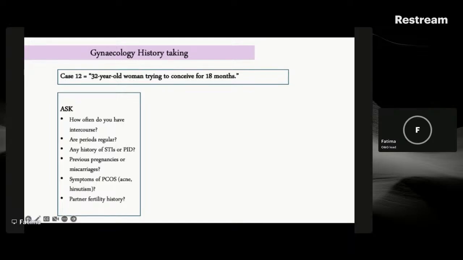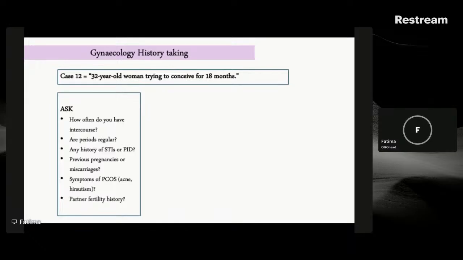Are periods regular if they're trying to conceive? Is there any history of any STIs or pelvic inflammatory disease in the past? Because pelvic inflammatory disease can cause complications such as infertility. Previous pregnancies or any previous miscarriages, any symptoms of PCOS, polycystic ovarian syndrome, any acne, any hirsutism.